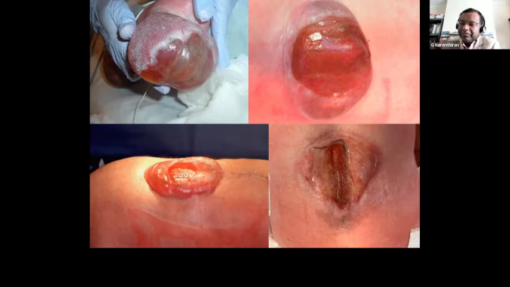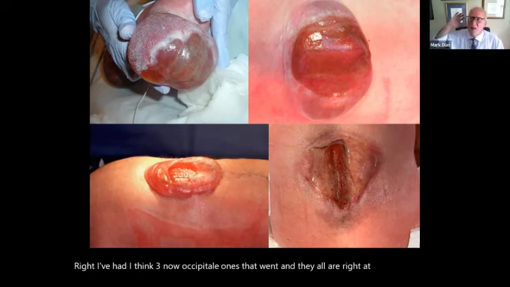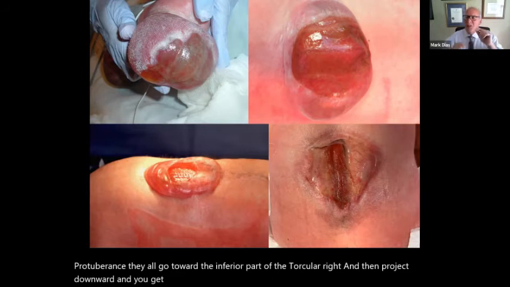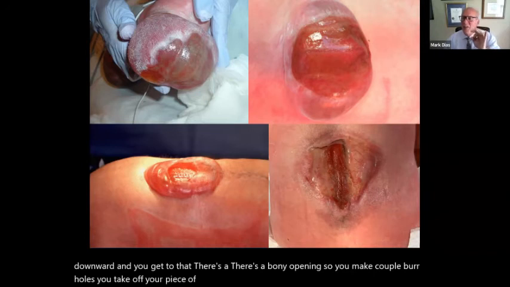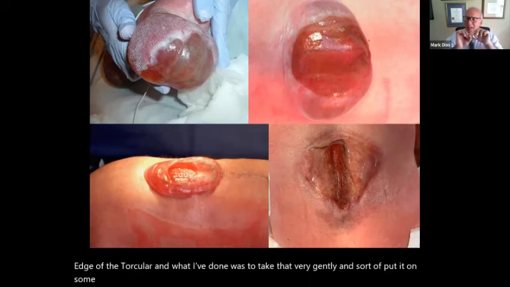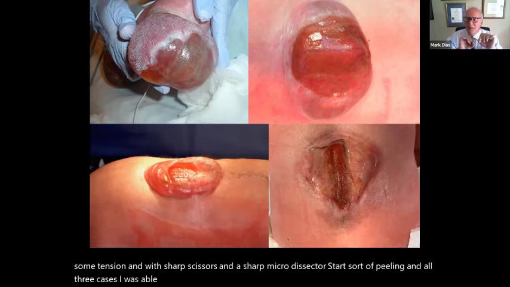Right. I've had, I think, three now occipital ones, and they all are right at the occipital protuberance. They all go toward the inferior part of the torcula and project downward. There's a bony opening, so you make a couple of burr holes, take off your piece of bone, and follow this tract, which is stuck to the inferior edge of the torcula. What I've done is take that very gently and put it on some tension, and with sharp scissors and a sharp microdissector start peeling. In all three cases, I was able to gently peel it off.